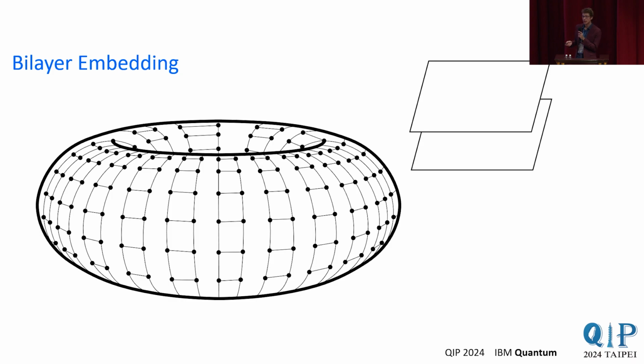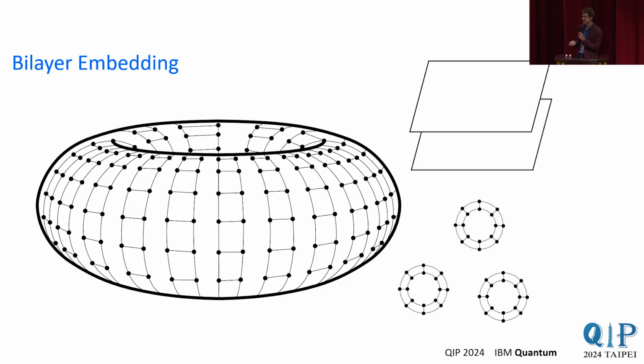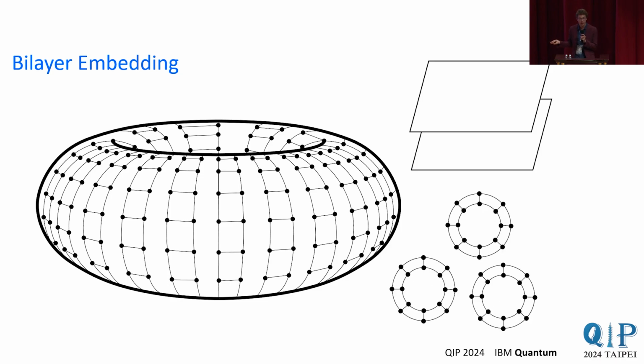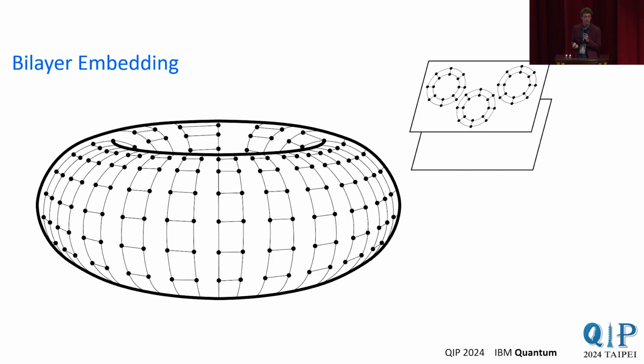So this is what this looks like. If you think about this for a moment, each of these pairs of rings that are connected to one another can simply be layered concentrically, like this. And now you have a planar graph. So this constitutes one layer of this bilayer implementation.